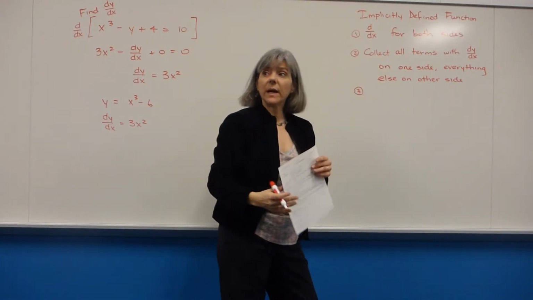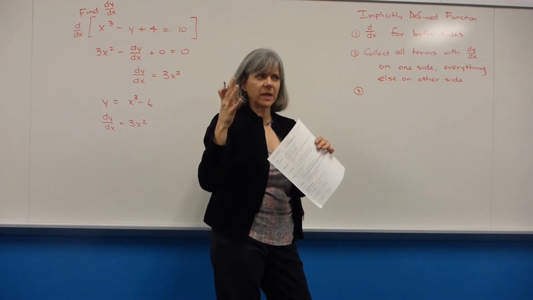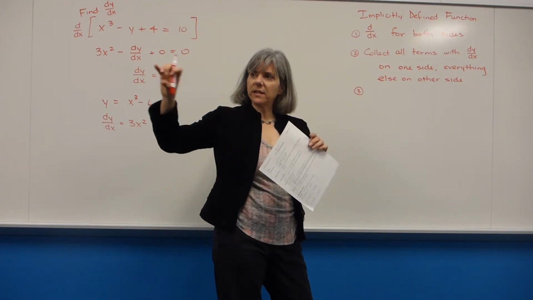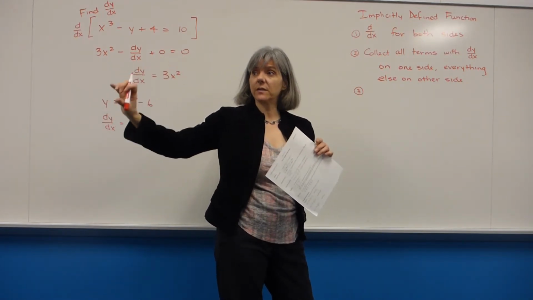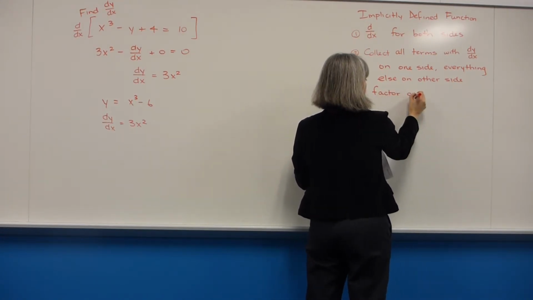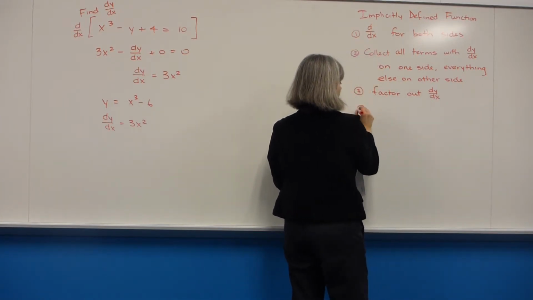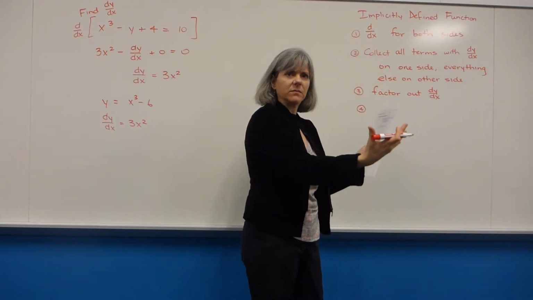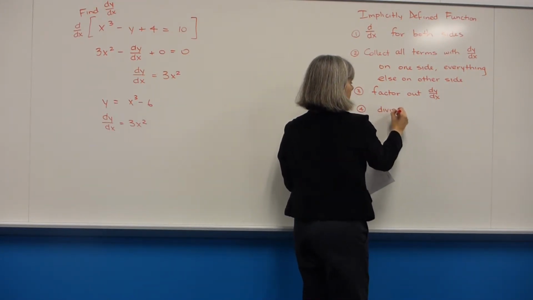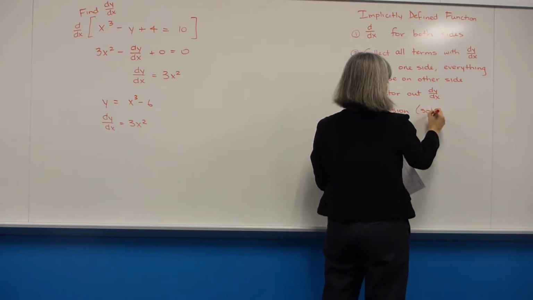We're going to factor out the dy dx, because you're going to have multiple terms now. Remember, we're thinking complicated. We're going to have a couple of different terms with dy dx on one side, so we're going to pull that common dy dx out, just factoring out the common part. And then lastly, we're going to divide by the factor. So then we're going to do a division. You'll see when you do the next example, it's easier.